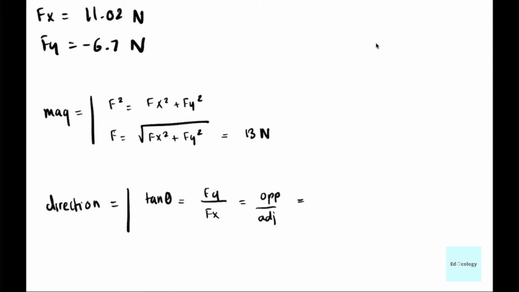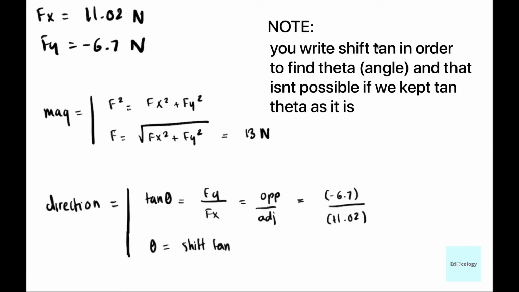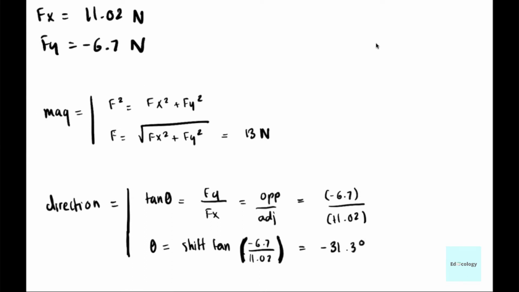Okay, and when you substitute, so negative 6.7 over 11.02, you will get theta is equal to shift tan of negative 6.7 over 11.02. And your answer will be negative 31.3 degrees below the x-axis.